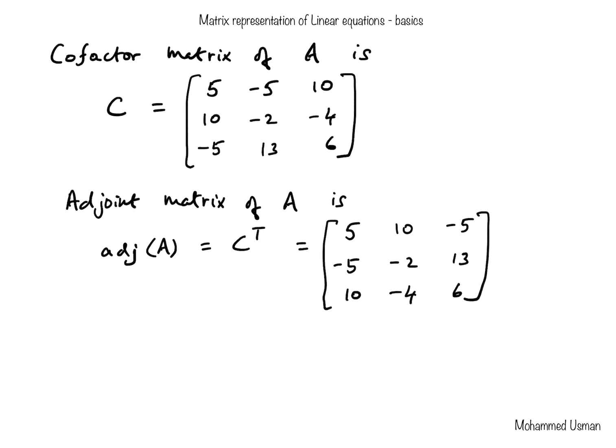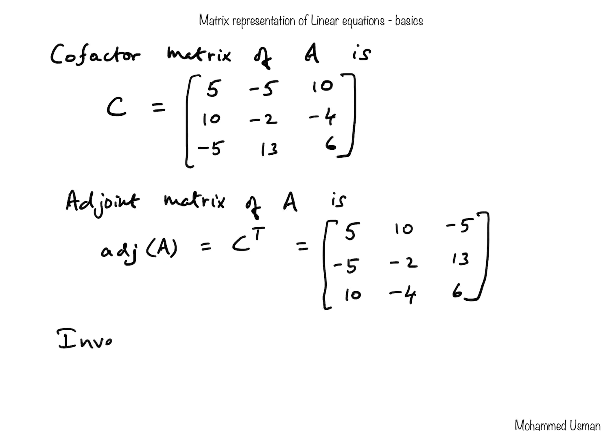So you see that the rows have been changed into columns and the columns have become rows. So the row here, 5, -5, 10, has become a column, 5, -5, 10. Similarly, the column here, 5, 10, -5, has become a row here, 5, 10, -5. So the rows and columns have been interchanged, and that gives us the transpose of the matrix C. So from the transpose of the cofactor matrix, we have got the adjoint matrix, that is the definition, and from that we can now find the inverse matrix.